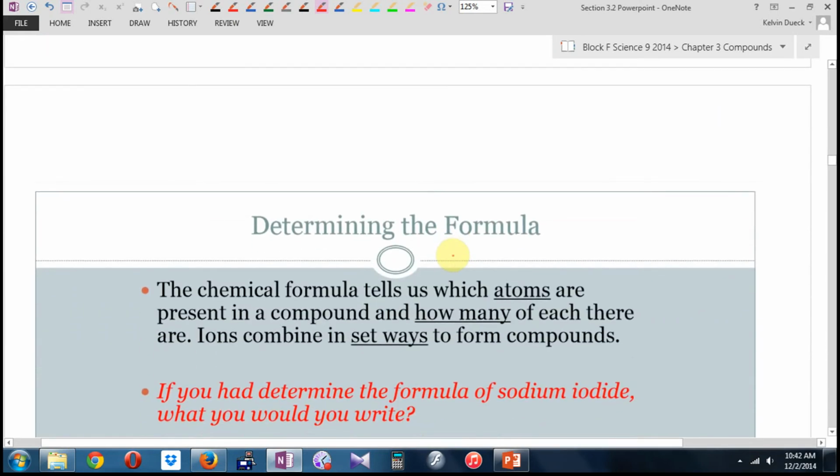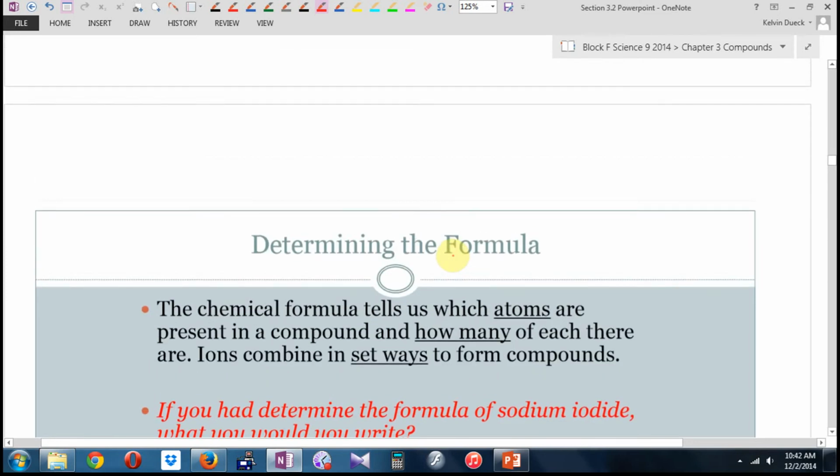So, determining the formula. The chemical formula tells us which atoms, that's what goes in the first blank, in that little shaded box, are present in a compound, and how many of each there are. That's what goes in the next blank. And then ions combine in set ways to form compounds. That's the third blank.